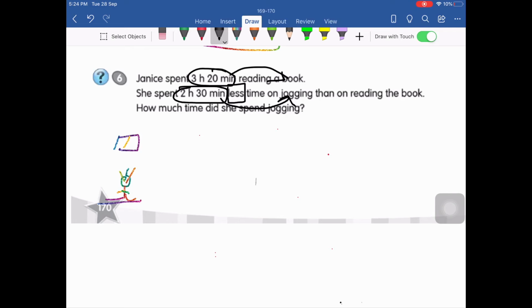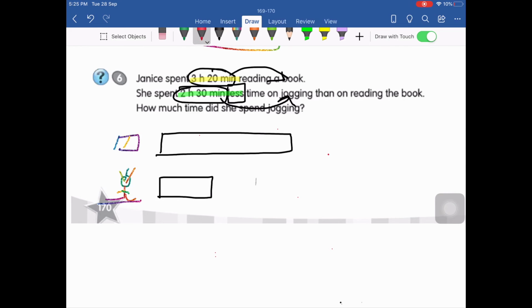Here we have the time that she spent reading a book, which is 3 hours and 20 minutes. However, she spent 2 hours and 30 minutes less time on jogging. So it means that the time she spent reading is longer than the time that she spent on jogging. So the difference between the duration she spent on reading and the duration she spent on jogging is 2 hours and 30 minutes.